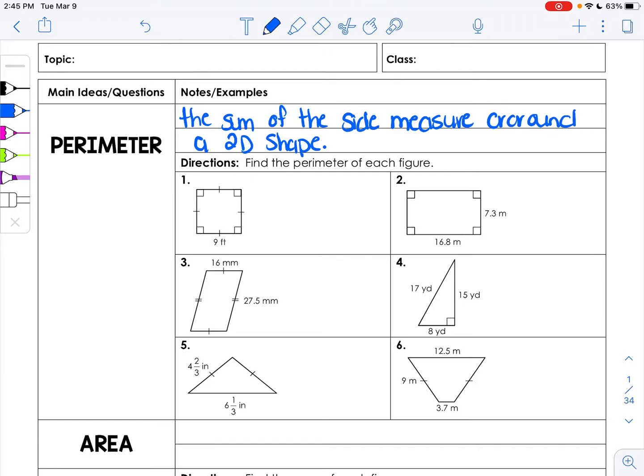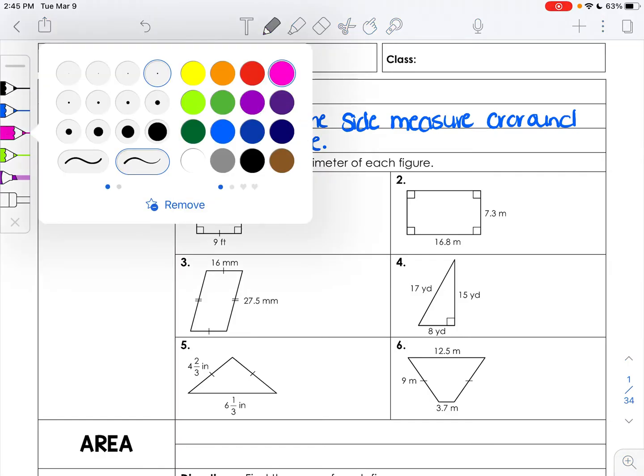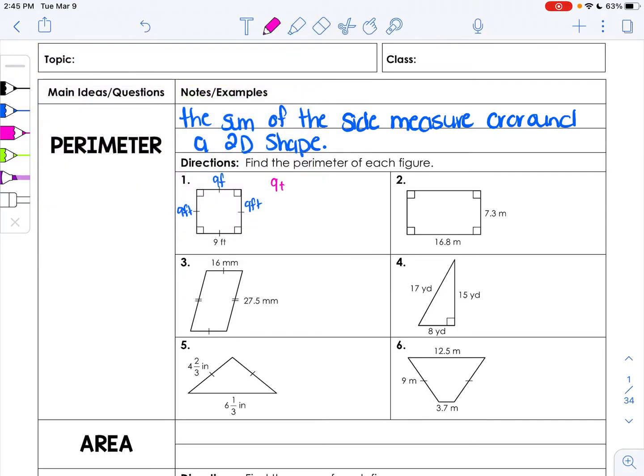Now remember, with a square, all of your sides are equal. So since one side is 9 feet, they're all going to be 9 feet. So there's two ways that we can find the perimeter. The first way is we can add 9 plus 9 plus 9 plus 9. So there's 4 9s, which equals 36. Or we can say 9 times 4, since it's the same thing 4 times, equals 36. So the perimeter of this square is 36 feet.